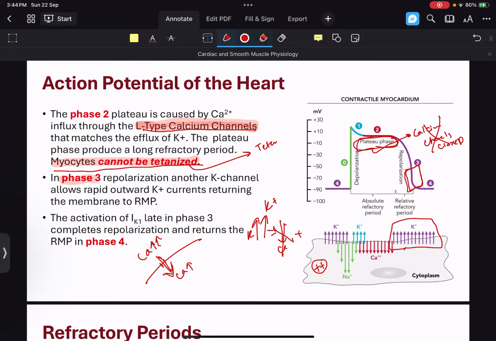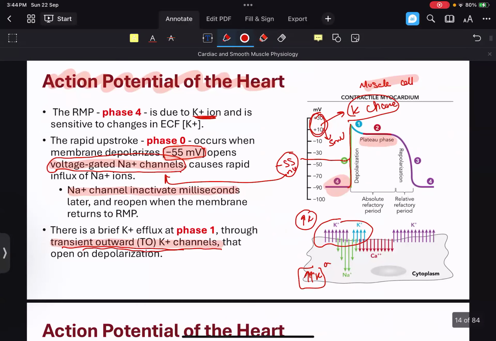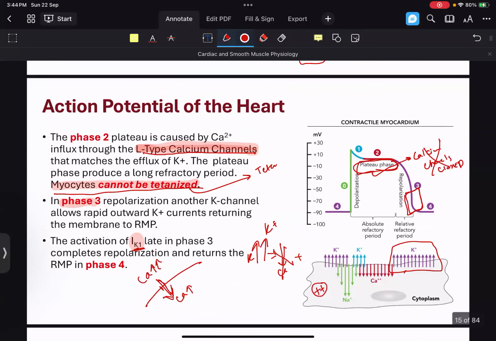At the end of phase 3, you're going to open another potassium channel called the IK1, okay? So the first one that we opened was the transient outward. Now we opened something called the IK1 in late phase 3. In the end, they both do the same thing. They both kick potassium outside of the cell until you reach the normal resting membrane potential, which is -90 millivolts. So this was a huge mouthful. Do you guys need me to repeat any parts before we move on?